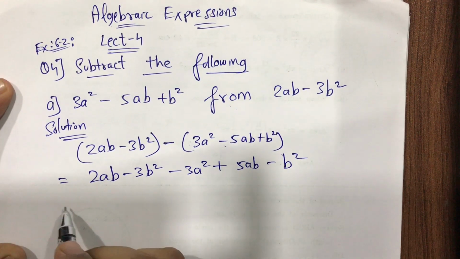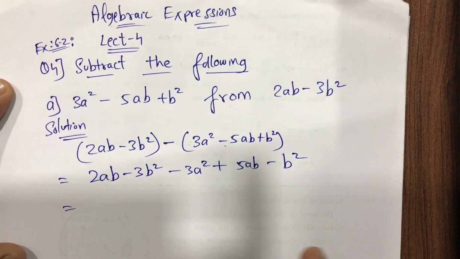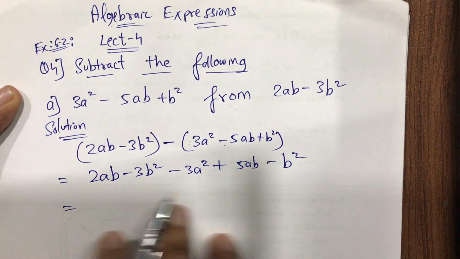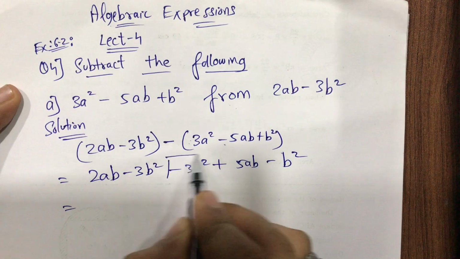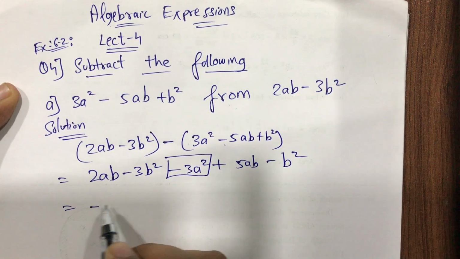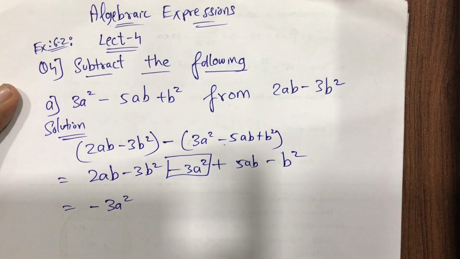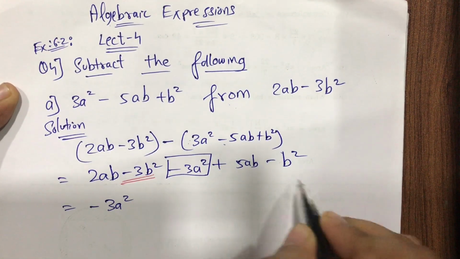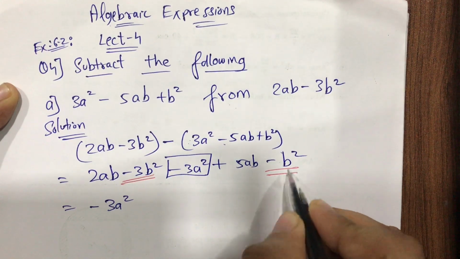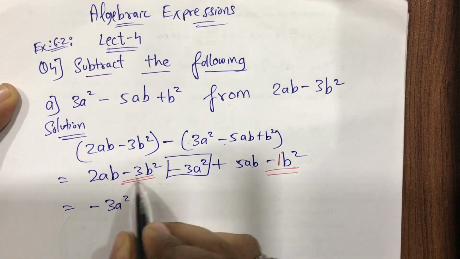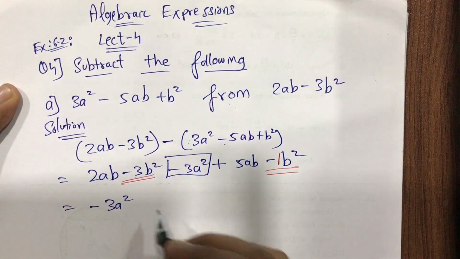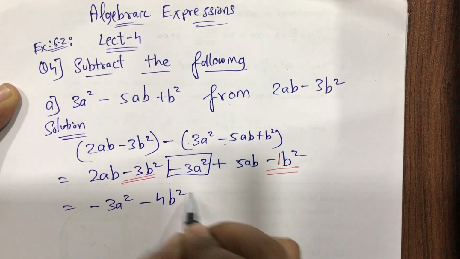Now let's make the pairing of the like terms. First of all, I'll see with the a square. How many terms can I see with the a square? I have only one term with the a square, so I'll write minus 3a square. Now let's see how many terms I have with b square. It's minus 3b square here, and minus b square here. Nothing is mentioned, so it's 1. So minus 3 and minus 1 becomes minus 4. So this will be minus 4b square.